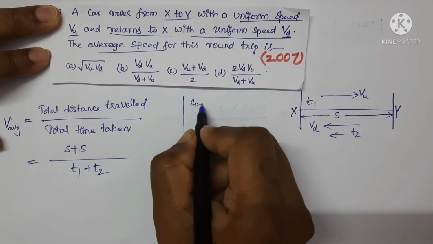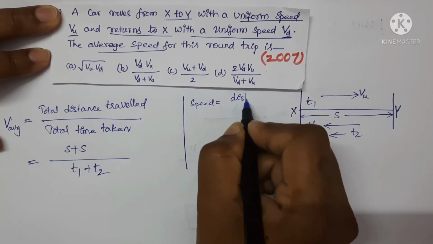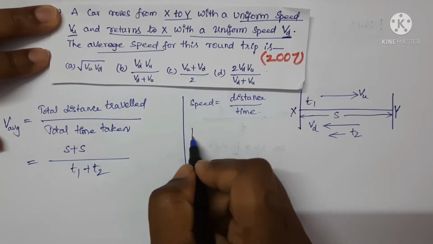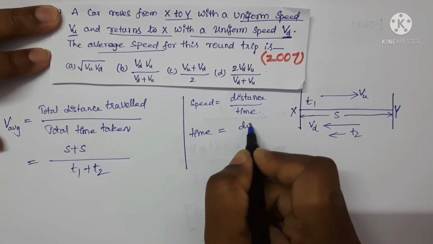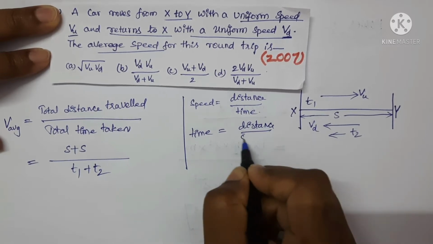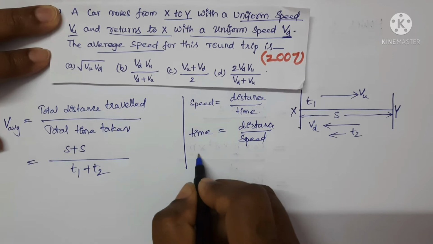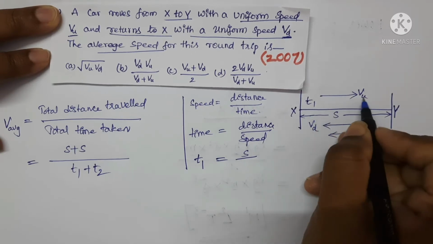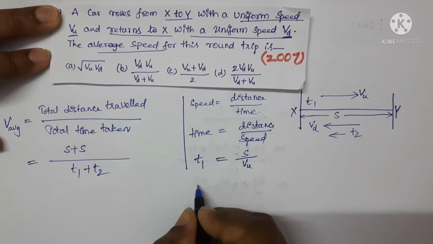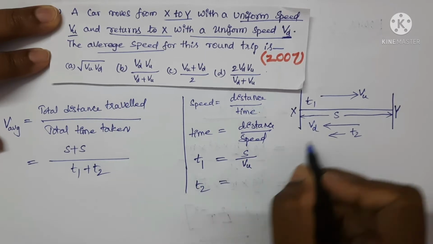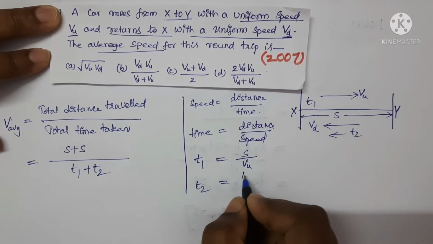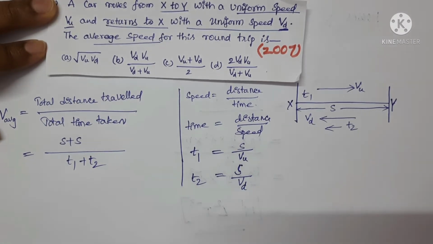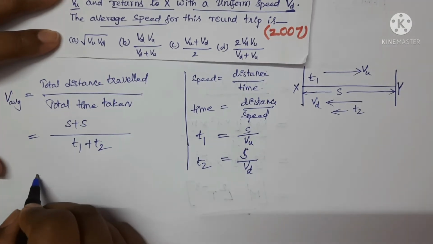We know that the formula, speed is equal to distance upon time. So from this, time is equal to distance upon speed. So for time T1, distance travelled is S and speed is Vu. For time T2, distance travelled again from Y to X is S, upon the speed Vd. Now substitute the values of T1 and T2 here in this formula.